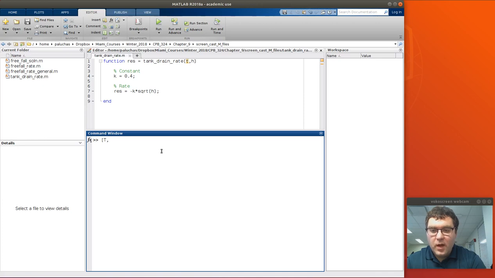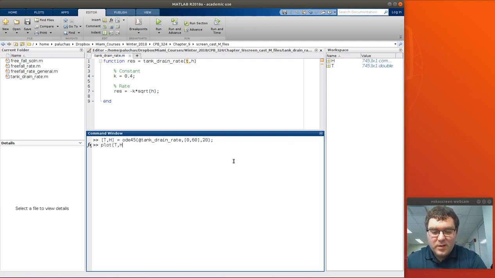Then to solve, if I store the output to vectors, t comma h is equal to ODE45 at tank drain rate, so a function handle to my rate function, the time I want to integrate over, let's say 0 to 60, and we can see what that looks like in a second, and then an initial condition, so we need a value of h at time equals 0, so let's just start with, say, 20 meters. So I get a vector for t and h. Actually, this one has a lot of data points compared to free fall. They're both column vectors with 7,453 rows in one column.